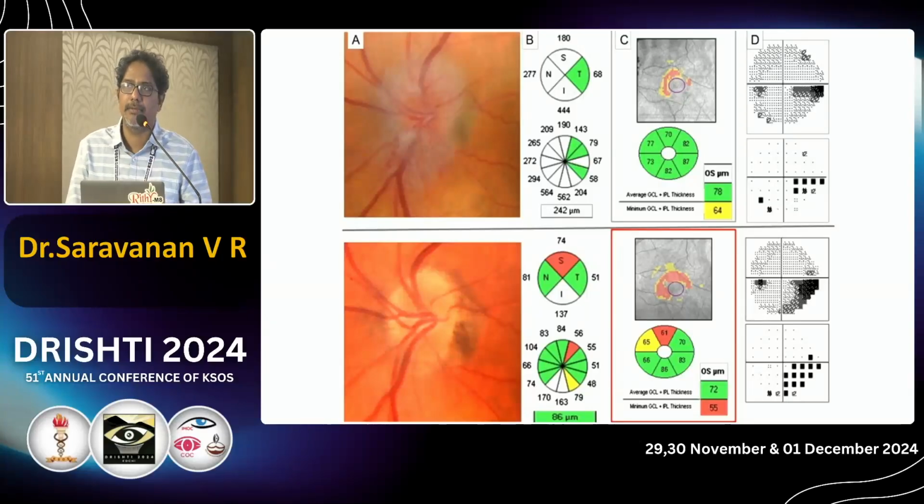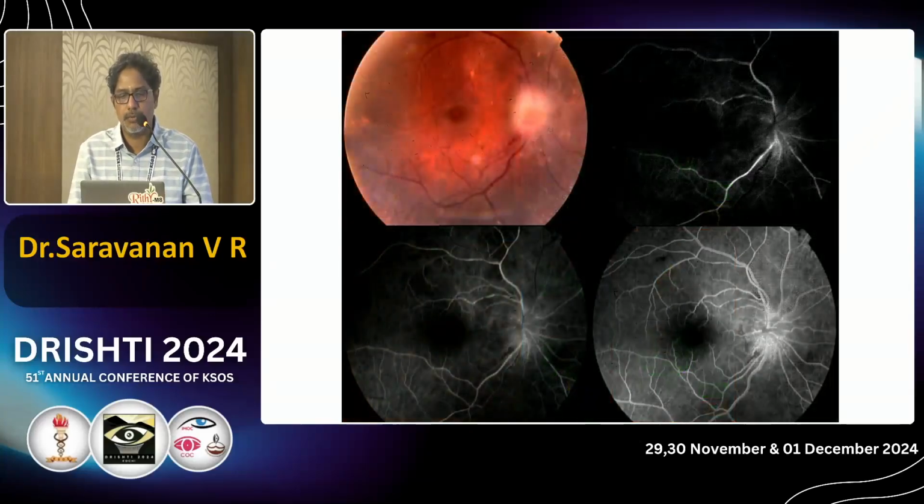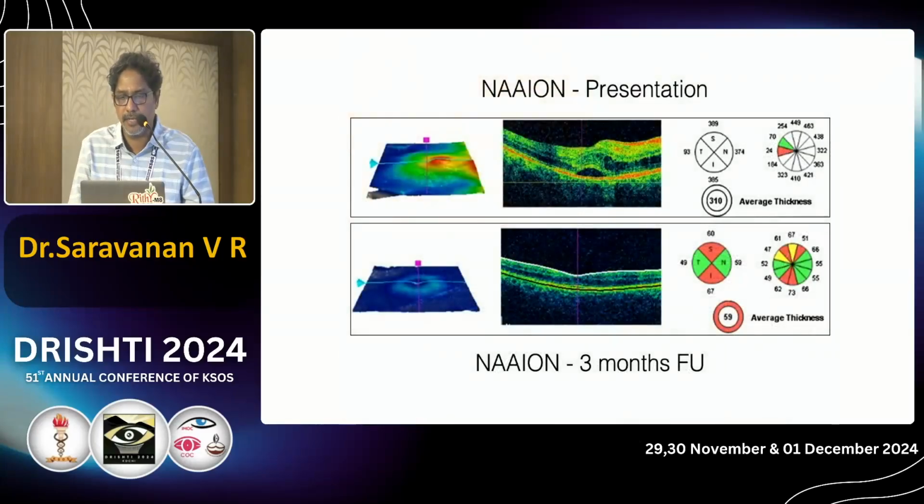Any edema persisting more than a month, be wary of a diagnosis of NAION, but it's not usually NAION at all. There's one more case: you can see typical superior disc, half of the disc is pallid disc edema, and fluorescein is showing the filling defect. It's a diabetic patient, again a case of NAION.